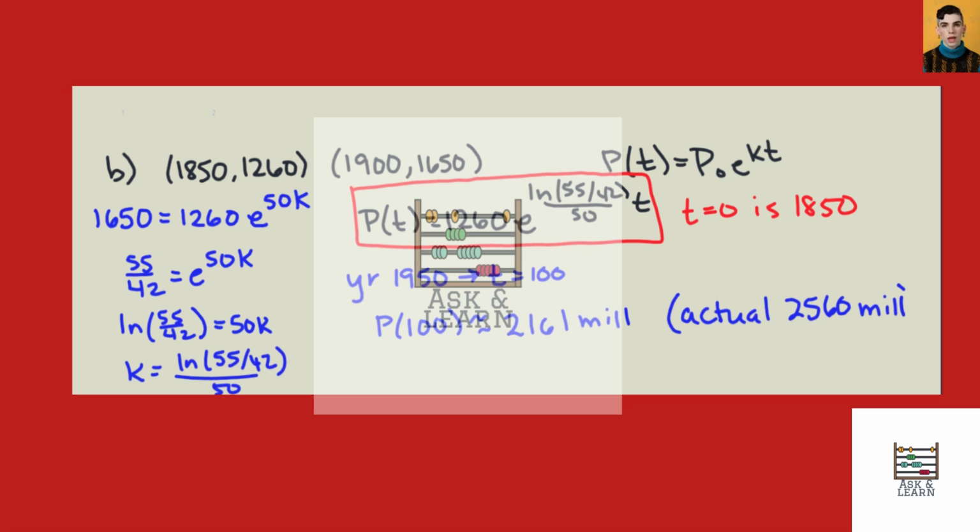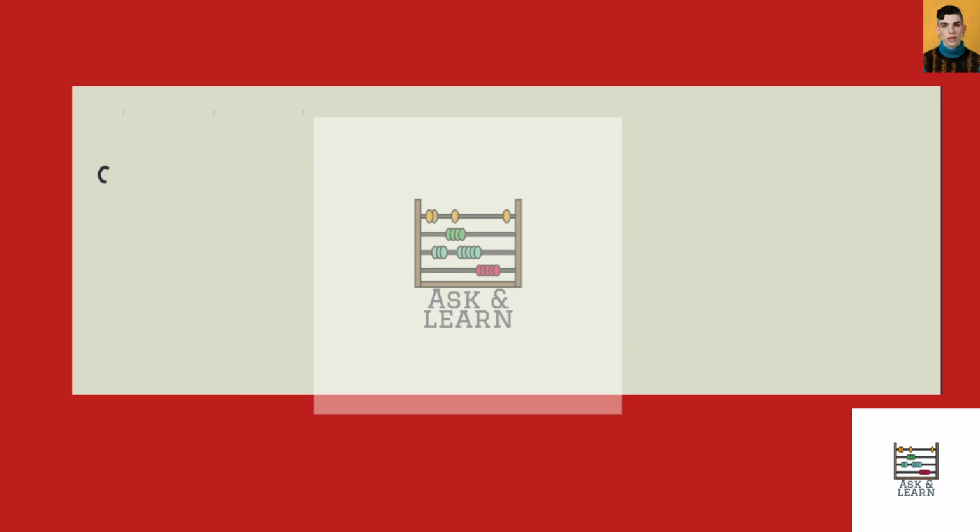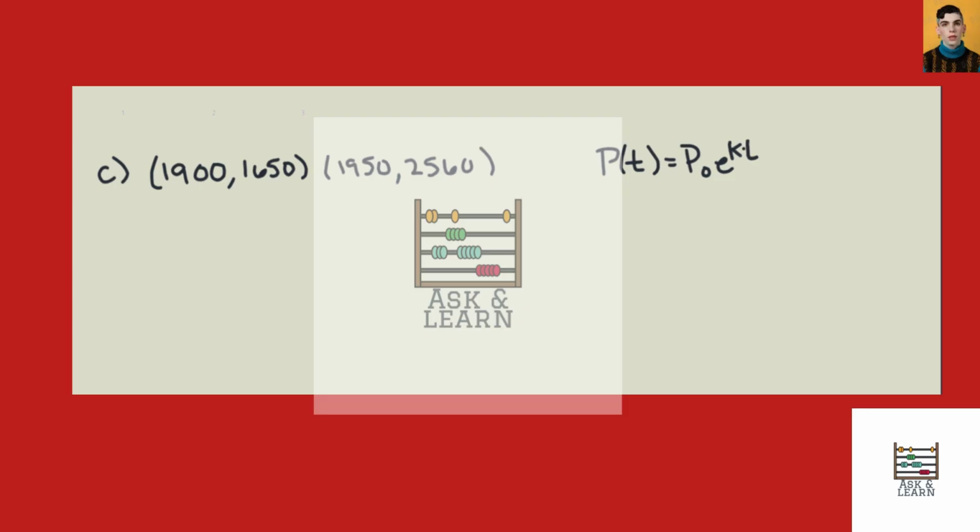Now we have one more time to go. We're going to do part C, same idea. But this time the points we're using are from 1900 with a population of 1650 and from 1950 with a population of 2560. Okay, let's use those values into our population growth equation and find the value of k. So the final value is 2560, the initial value is 1650, and the time that has elapsed is 50 years. Let's divide both sides by 1650, and the fraction will reduce to 256 over 165.